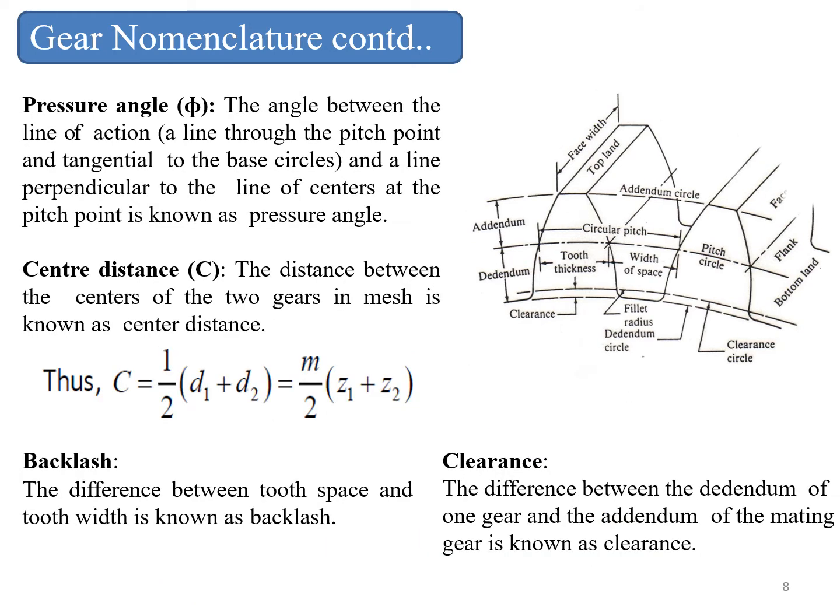Next is pressure angle. It is the angle between the line of action, that is the line passing through the pitch point and tangential to the base circle, and the line perpendicular to the line of centers at the pitch point. This is known as the pressure angle.